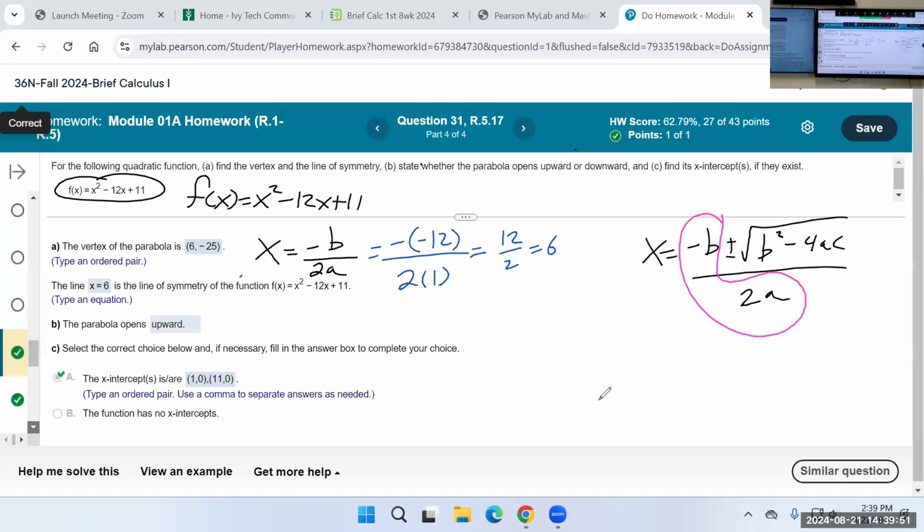If I plug that into the original function, that will give me the y coordinate. f of 6 equals 6 squared minus 12 times 6 plus 11. I think we get negative 25, is that right? So we get 36 minus 72 plus 11, which is negative 25. Yep. You can find it from the formula, and then from there you can plug that into the original function and find the output.